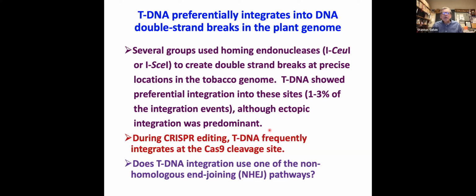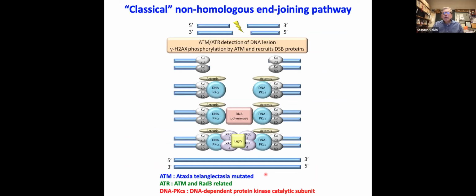The other thing we know is during CRISPR editing, where you make double-stranded breaks in the DNA to do CRISPR editing, frequently tDNA integrates at this site. So it's trapped at this break site. So does tDNA integration use one of the non-homologous end-joining pathways to be able to integrate? So before I go on into exploring this, I'd like to review for you some of the non-homologous end-joining pathways that are found in higher organisms and in yeast also.